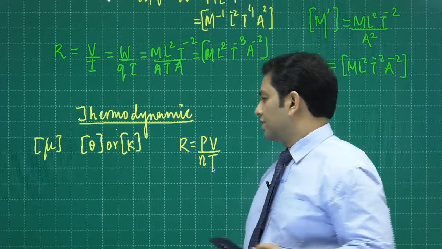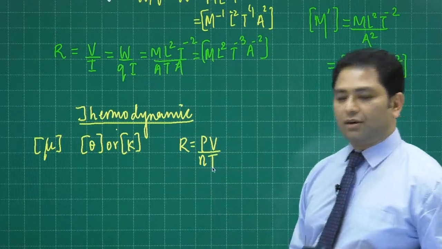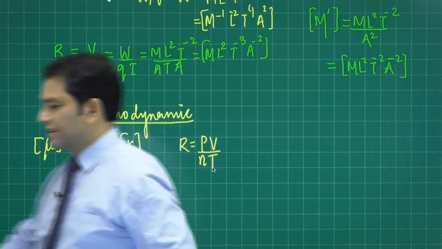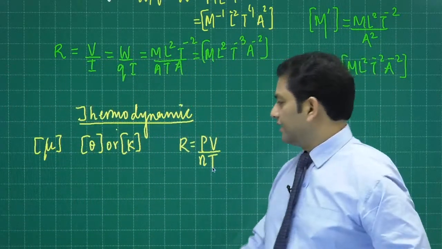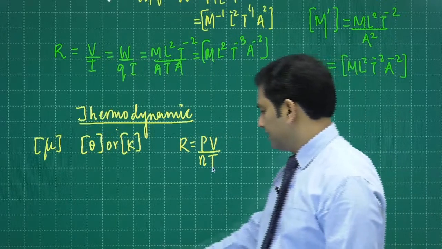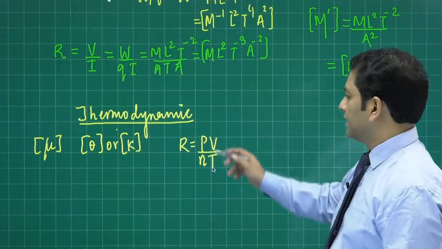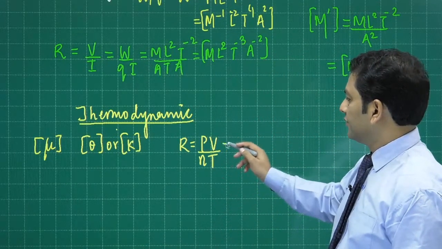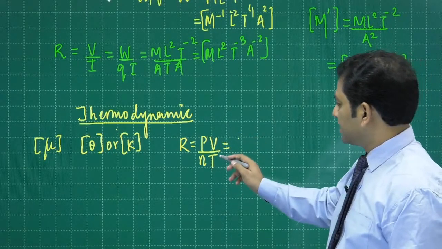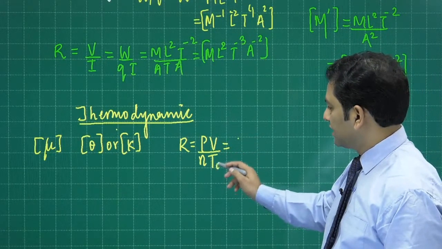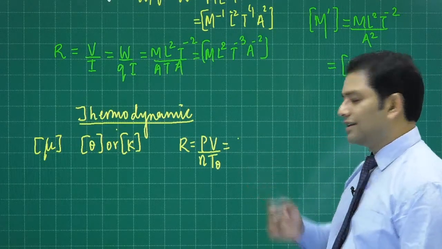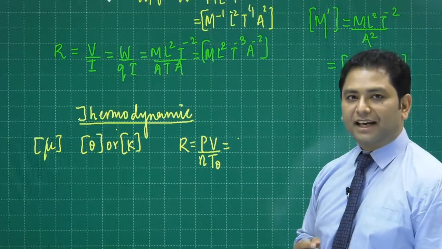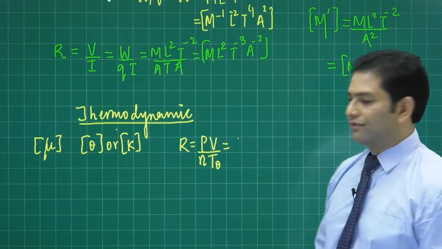So yes, I was talking about the dimension of the universal gas constant. If I want to calculate it, it's something like this: pressure into volume. That can be straightaway written. You just be careful, this is temperature, so it's better you write it as theta, because capital T we generally use for time as well, just to avoid confusion.